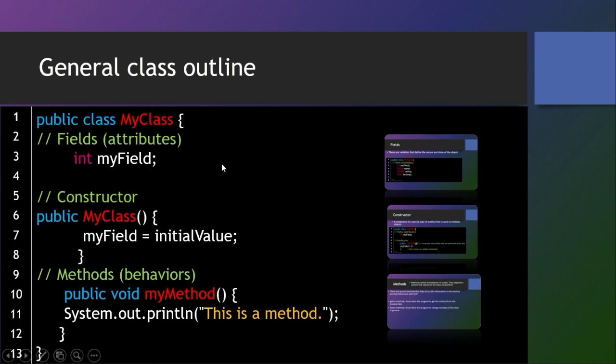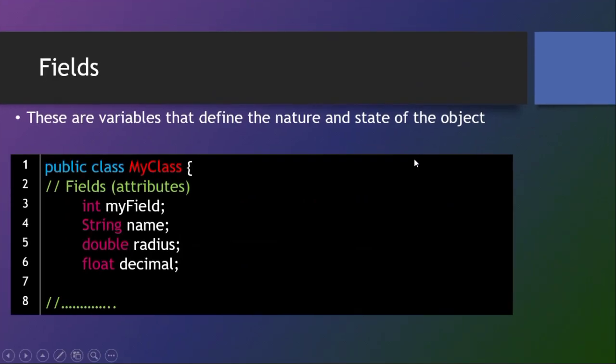So let's get into what fields are in a deeper context. Fields are variables that define the nature and the state of the object. What I mean by this is that a field can contain identifiers, and those identifiers can have data types. So we're defining the data types that are available in this class.